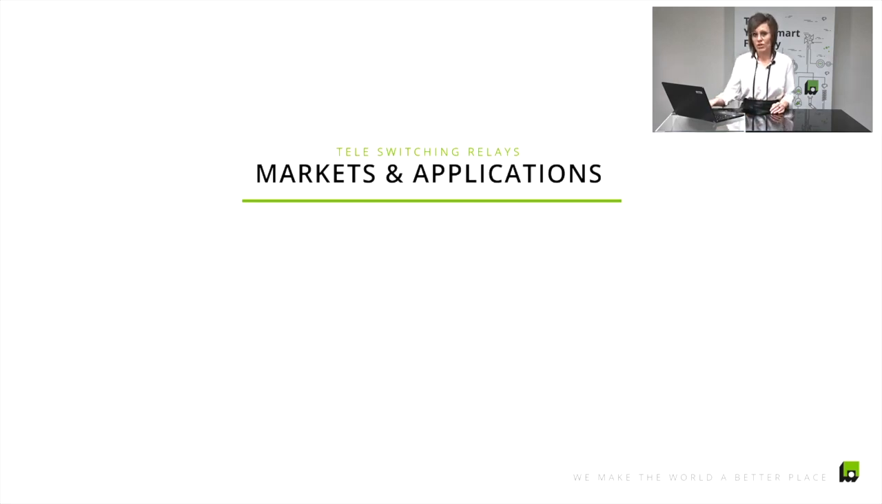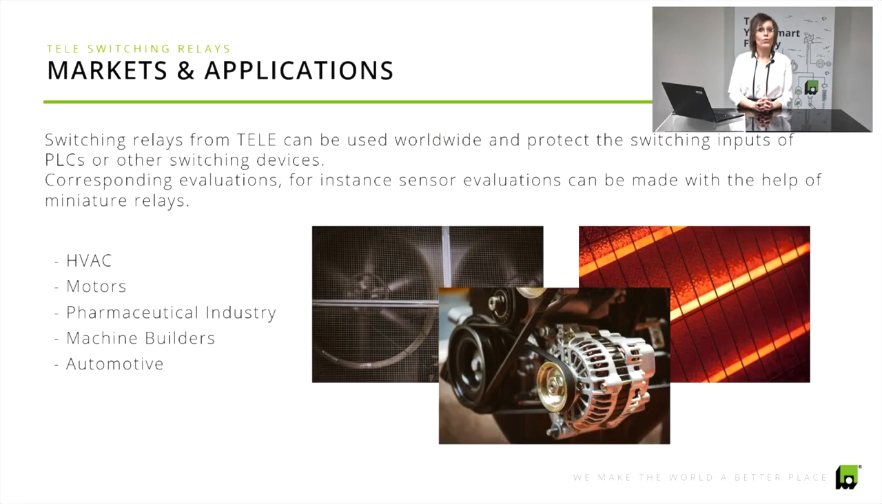They protect the switching inputs of PLCs or other switching inputs. But not only do they protect, with switching relays we can also generate evaluations. For instance, miniature relays are used to perform sensor evaluations. RP relays, for example, are typically applied for industrial ballast units. SKR and SDKR relays, on the other hand, are suitable for applications where many inputs and outputs have to be decoupled, and this has to be done in a particularly space-saving manner.